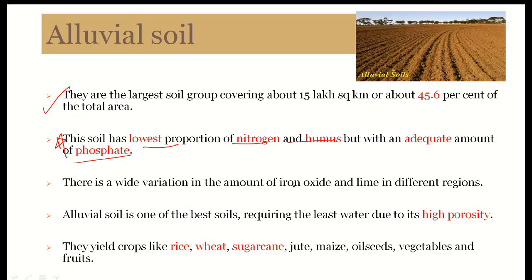There is also the presence of iron oxide and lime, but it varies according to the region where it is present. It is the best soil because it requires less water and has high porosity. What is porosity? The retention power of the soil is huge, the water retention capacity of the soil is huge. It also yields crops like rice, wheat, sugarcane, jute and other vegetables and fruits because it is the best soil.